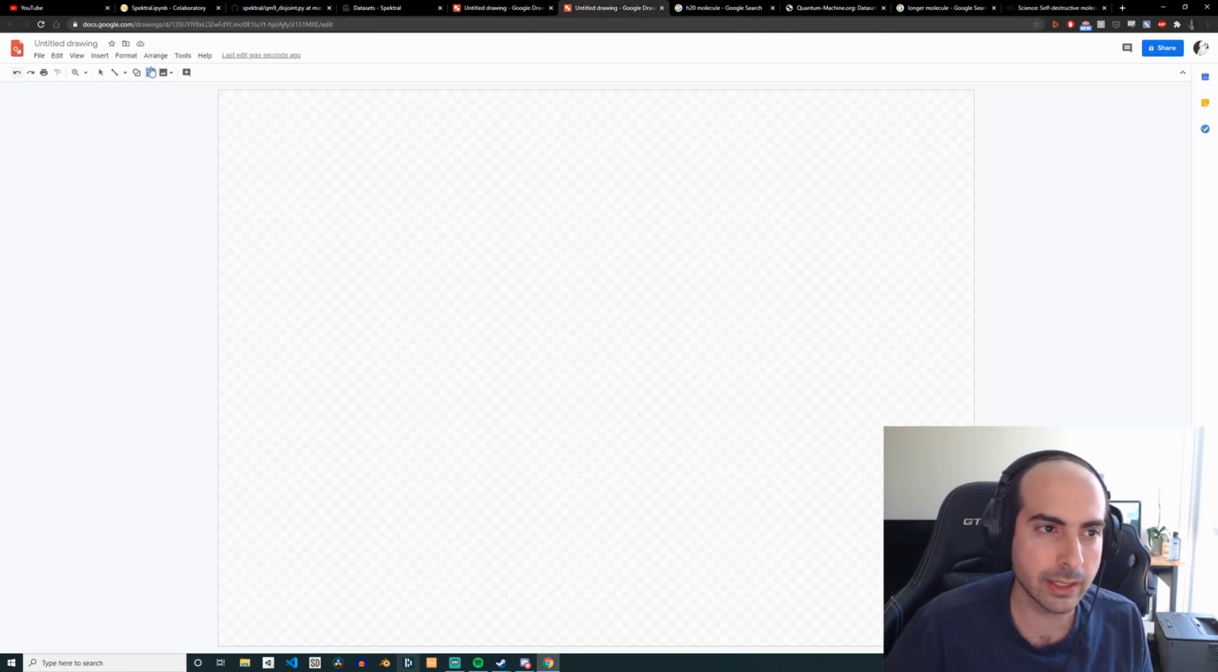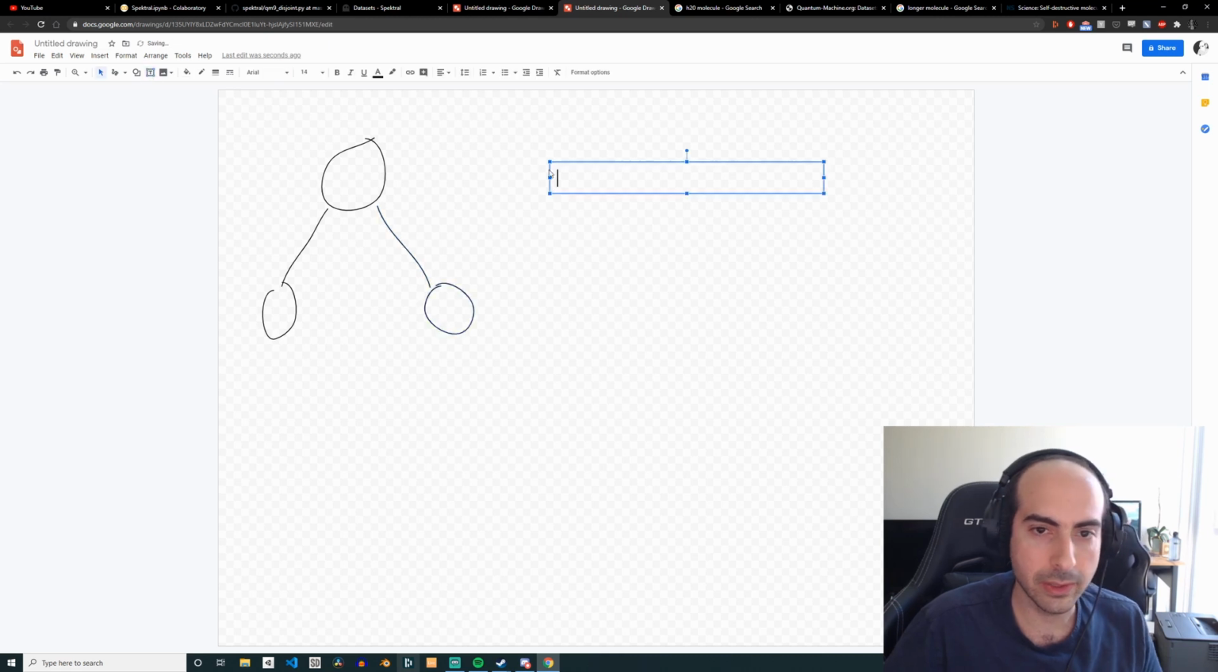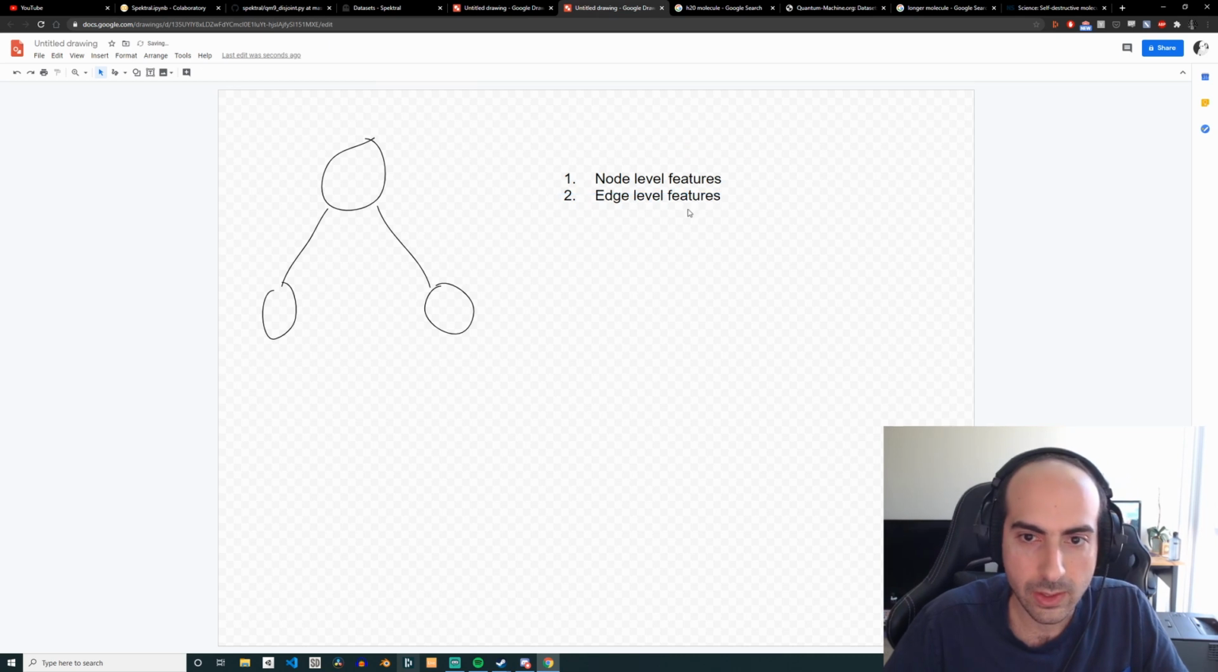So, like with word tasks, we're thinking about how we can turn a graph into a vector. That's the simple problem formulation that we're trying to solve here. So let's think about this for a sec. We said we have node level features, and then we have edge level features. So how are we going to deal with this?